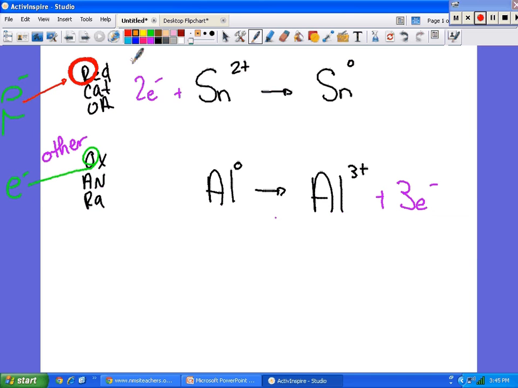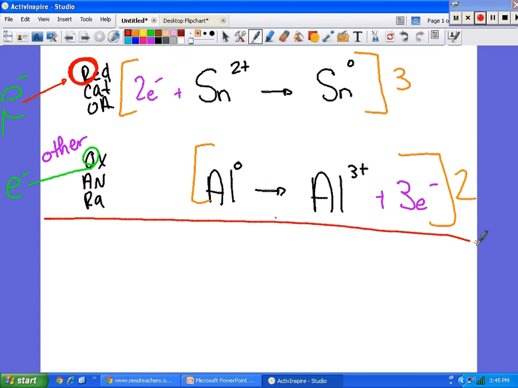So if you got a 2, what do you put? A 3. And if you got a 3, you put a 2. So atoms, charge, and electrons all balance now. What do you do after this point? Add your half reactions. Add your half reactions.